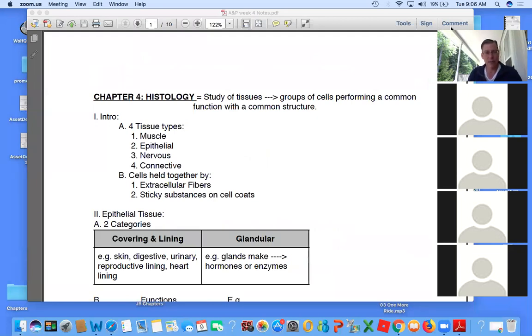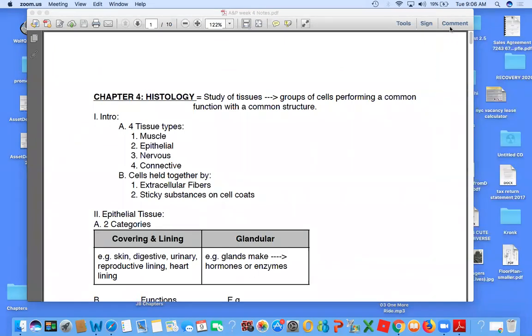Anyway, everyone, the study of tissues is known as histology. Groups of cells performing a common function, having a common structure, are known as tissues. And we have 4 types of tissues. I always remember it as MEN and C. I'll highlight it. Men with a C. Muscle, epithelial, nervous, MEN, right? The first letter of each word. And then C is connective.